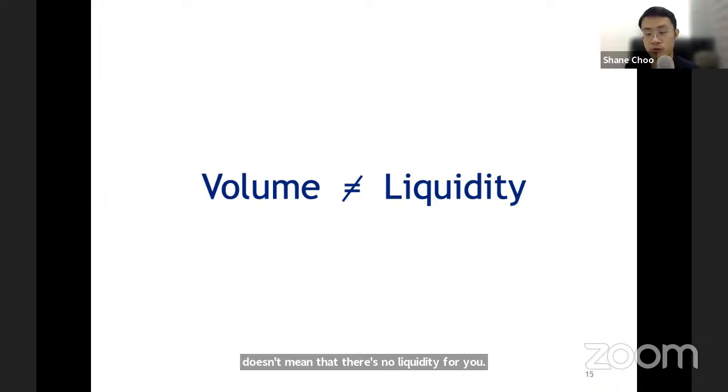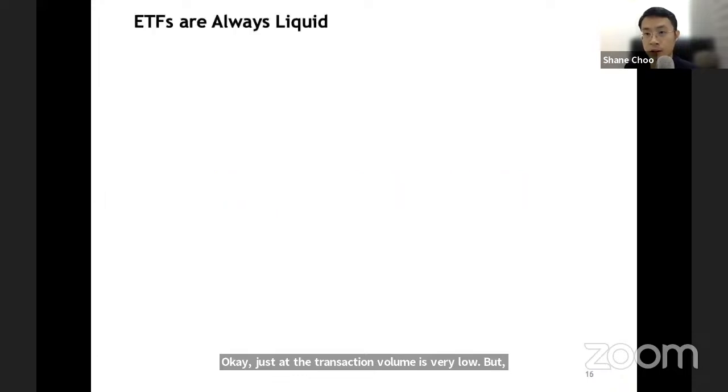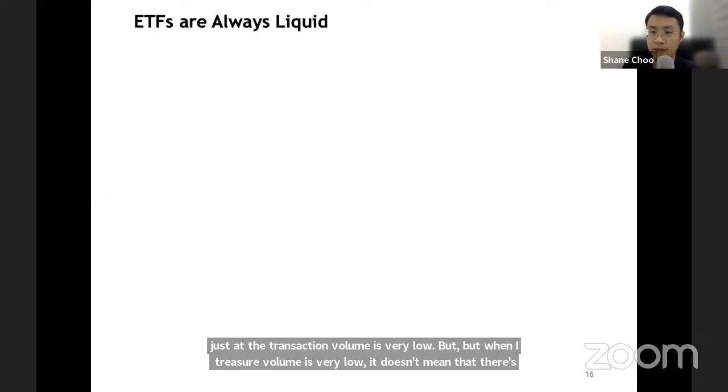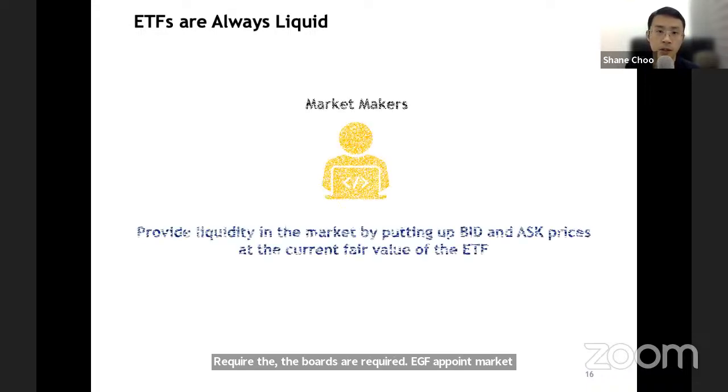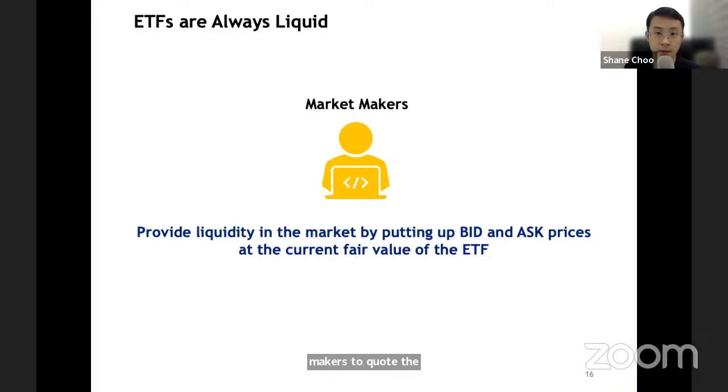But when the transaction volume is very low, it doesn't mean that there's no liquidity, because Bursa requires ETFs to appoint market makers to quote the bid and ask for you. So the ETFs are always liquid. The market makers are there 70% of the time. Their job is to provide liquidity in the market by putting up bid and ask prices at the current fair value of the ETF. That could be a 1 or 2 bit away from the fair value. All right, so this is the role of the market makers.